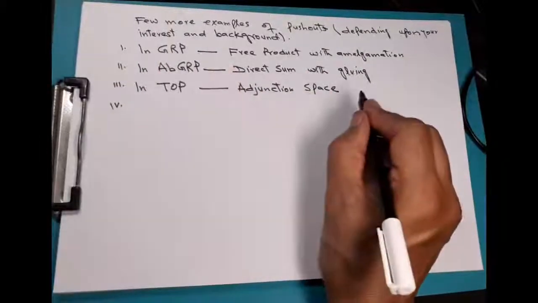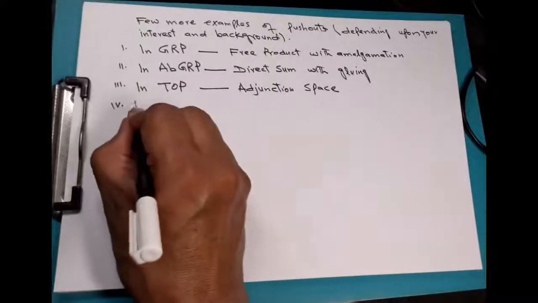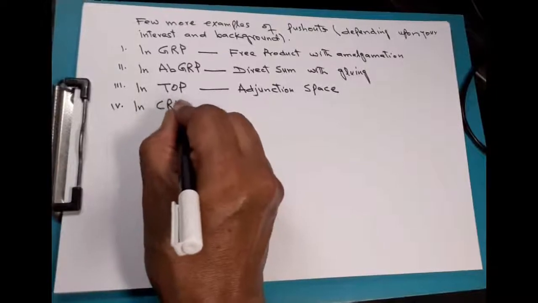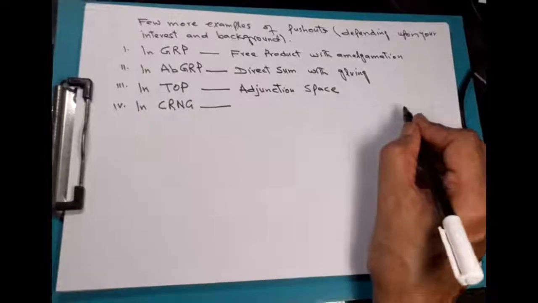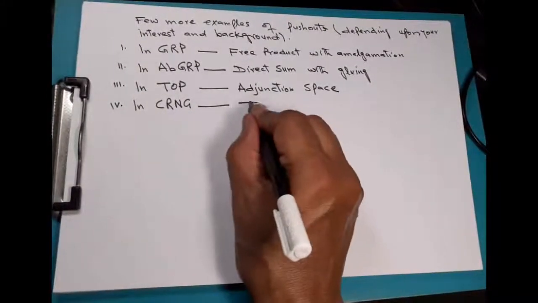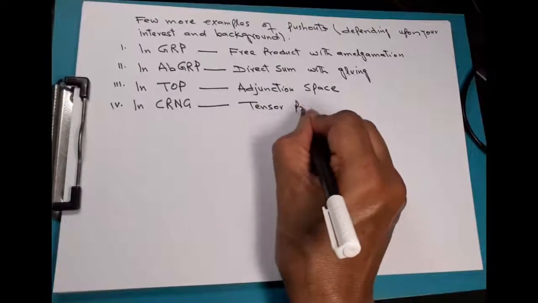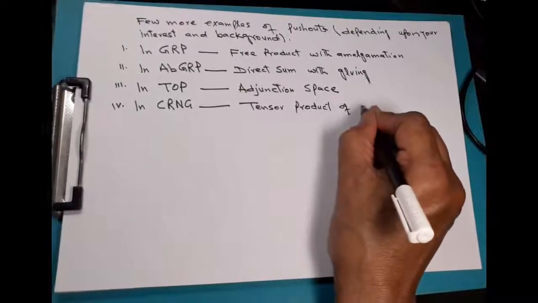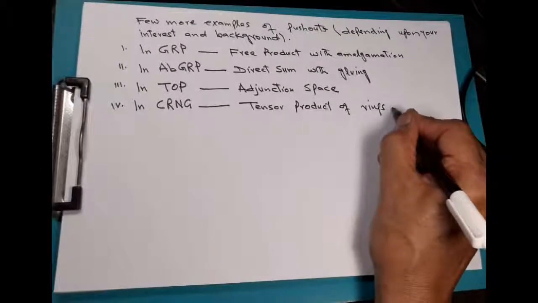And in the category of commutative rings, CRNG, commutative rings with identity, just note that. In this category, the tensor product of rings is an example of push out.